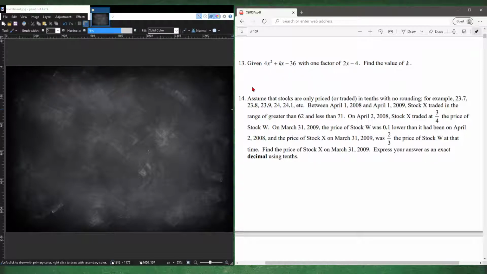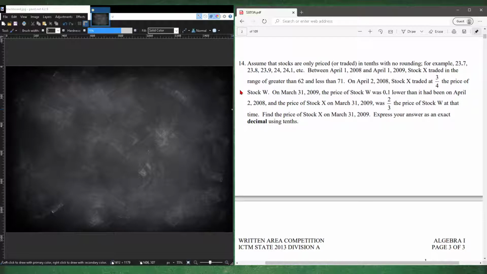Number 14, assume that the stocks are only priced in tenths with no rounding, for example, 23.7, 23.8, 23.9, etc. Between April 1 of 2008 and April 1 of 2009, stock X traded in the range of greater than 62 and 71.